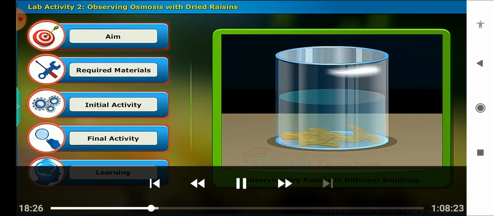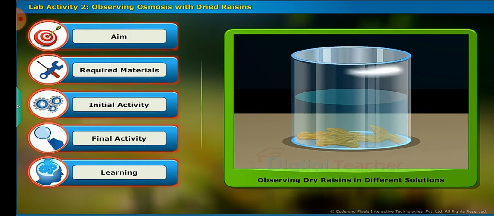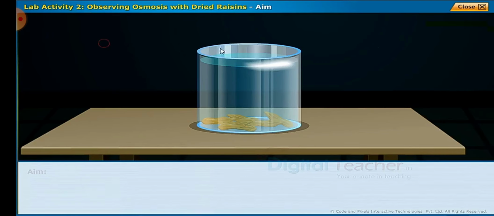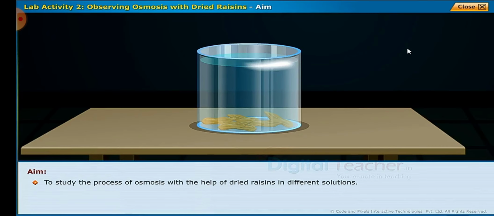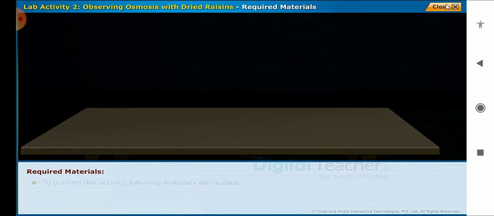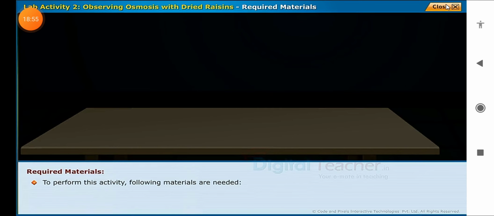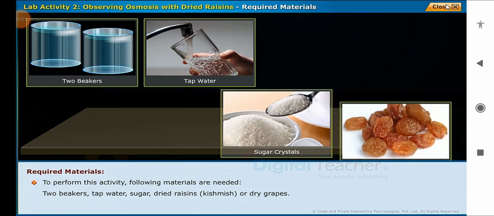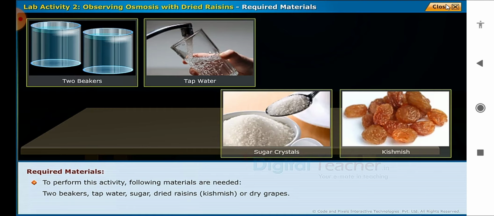Let us perform an activity to observe osmosis with the help of dried raisins in different solutions. Click each tab to know more. To study the process of osmosis with the help of dried raisins in different solutions. To perform this activity, the following materials are needed: 2 beakers, tap water, sugar, dried raisins or kishmish or dry grapes.